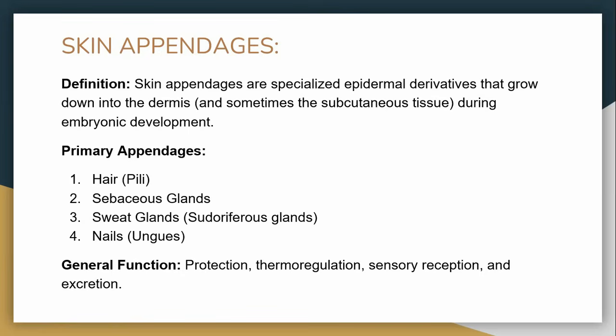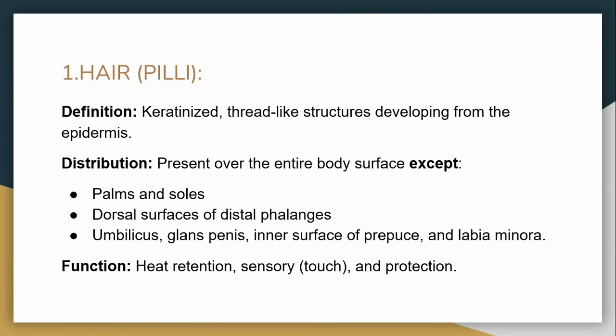Appendages are meant for protection, thermoregulation, sensory reception, and excretion. Now, number one is the hair. All of the hair have keratin, and they're thread-like structures that come out of the epidermis. The part of the hair that is out of the epidermis is known as the shaft of the hair, and the rest of the part remains inside the epidermis and deep down to the dermis also.